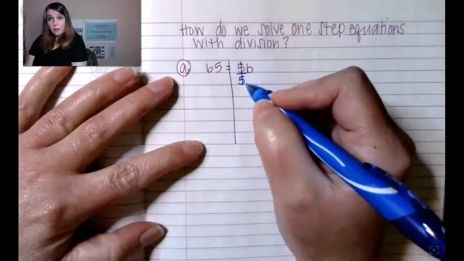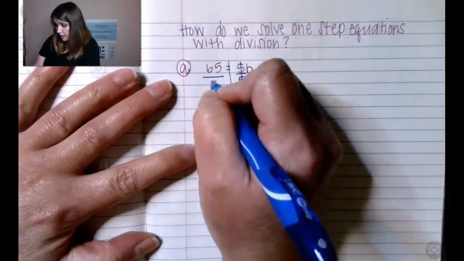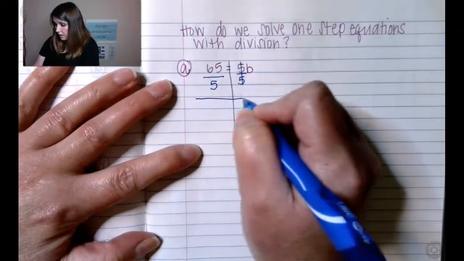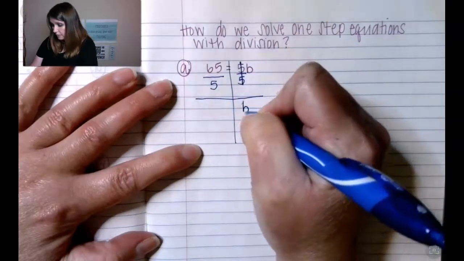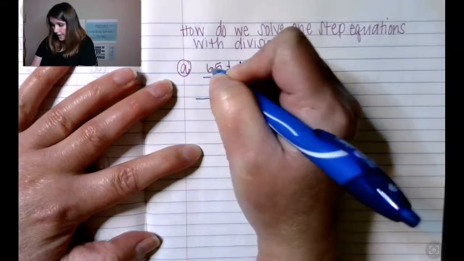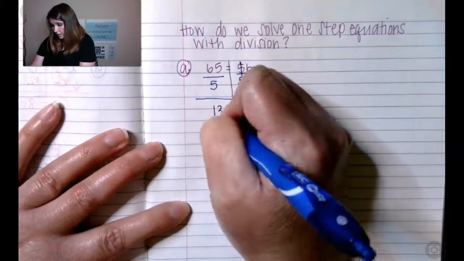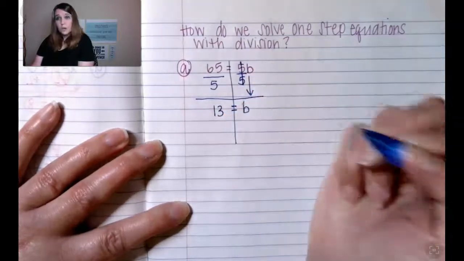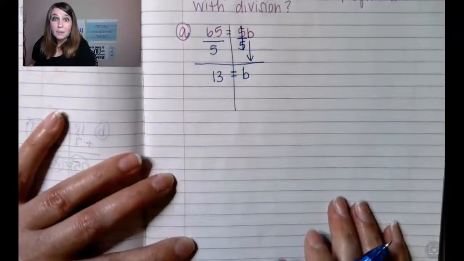So if I divide by 5 on this side, I now have to divide by 5 on this side. So I have 1b left over, and 65 divided by 5 is 13. So I can now check my work and see how I did with this.